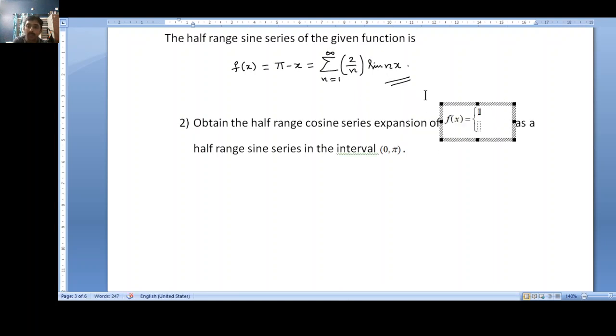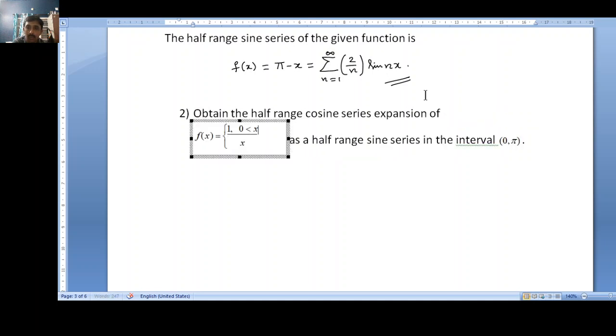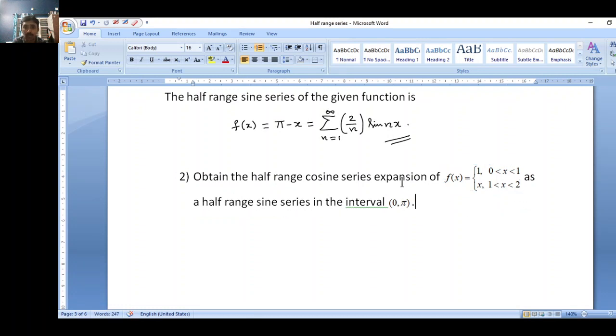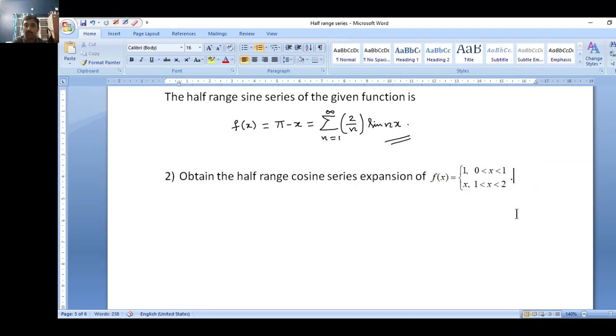So suppose f of x is defined to be 1 for 0 less than x less than 1, and it is defined as x for 1 less than x less than 2. So suppose this is a given function and we are told to find the half range cosine series expansion of this function. Okay, so how do you go about this?